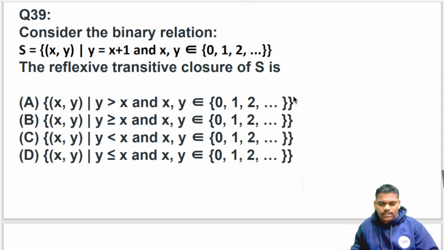Transitive and symmetric. The empty set is transitive and symmetric also. If xy is there, then only yx. If xy is not there, where is the yx? So it is both symmetric and transitive. So D, we did it already. Yes, 41 also we did, in the last few minutes.